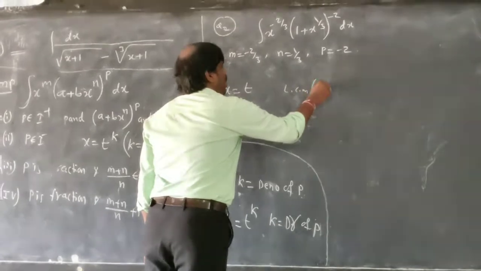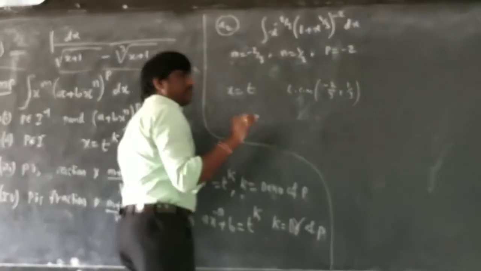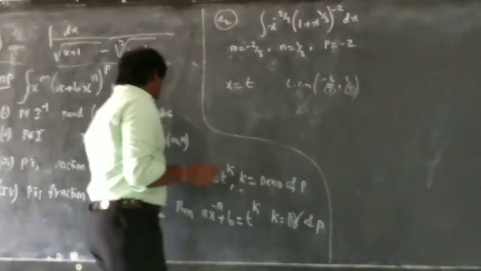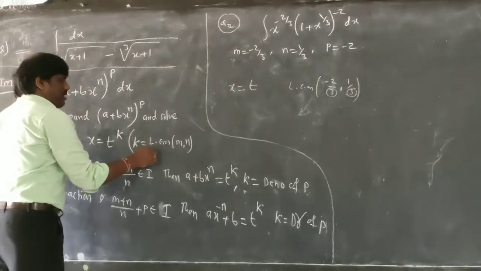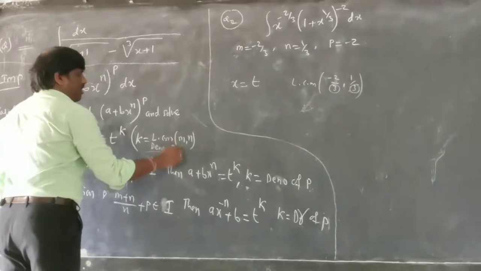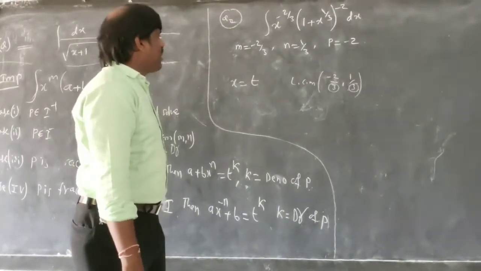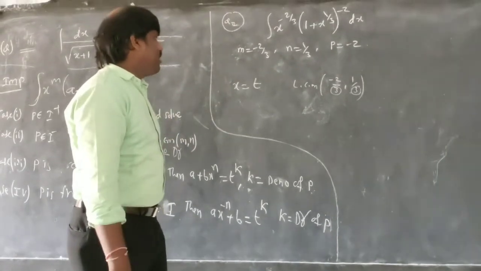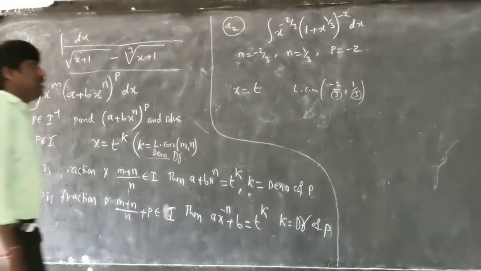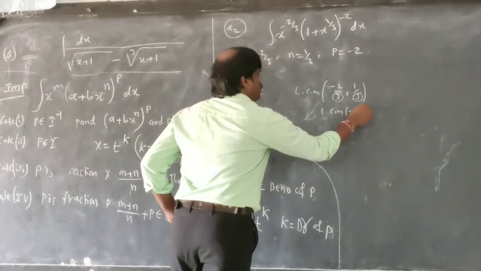LCM of 2 by 3 comma 1 by 3. If it is plus or minus, not a matter, just take the denominators, means LCM of denominators. You have to take the denominators' LCM. So 3 comma 3, what is the LCM of 3 comma 3? 3 is the LCM. So LCM of 3 comma 3 is equal to 3.